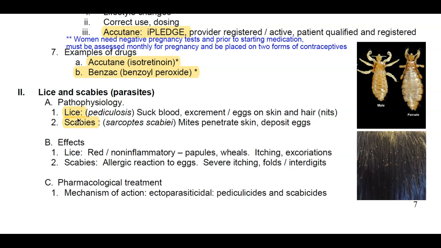Scabies, on the other hand, they're very similar because they're very itchy. As mentioned earlier, scabies, they burrow under the skin, and usually the symptoms are from the allergic reaction from the eggs, right? Because they burrow in there and they deposit their eggs under your skin. So it causes severe itching, and it's mainly in the folds or interdigits. So the fold in between each finger.